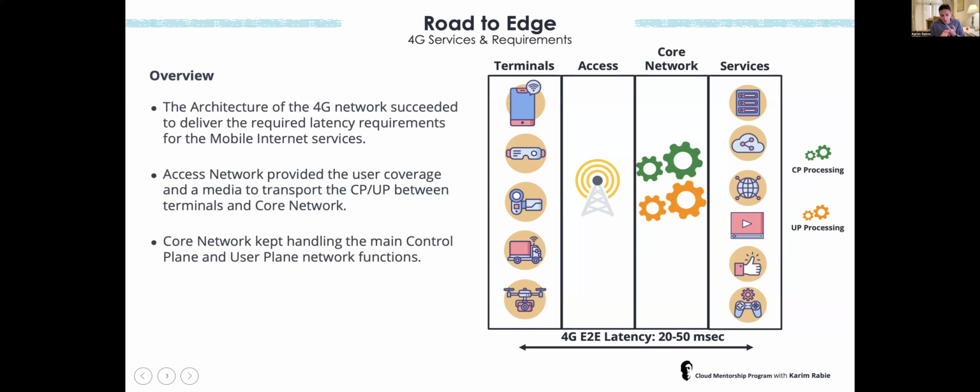And based on that, services like internet, like the old MMS, like even the streaming, regarding its HD or FHD, somehow it is fulfilled by the 4G latency.